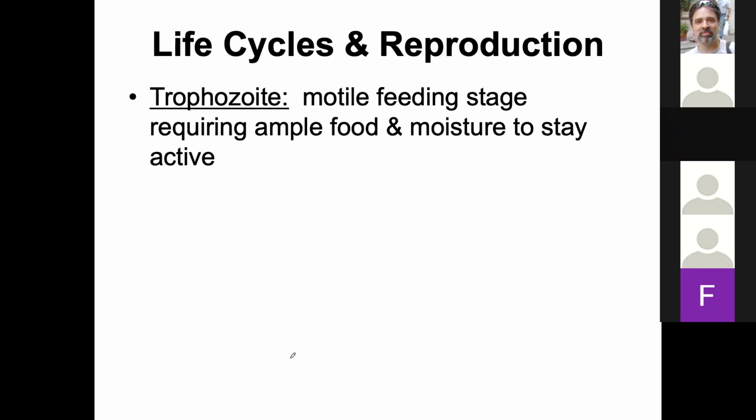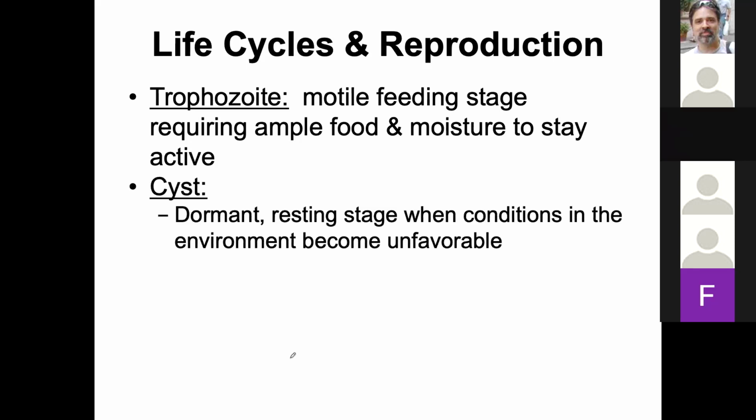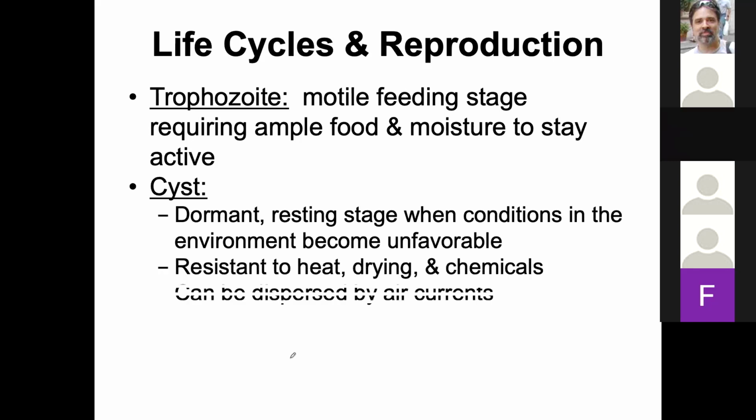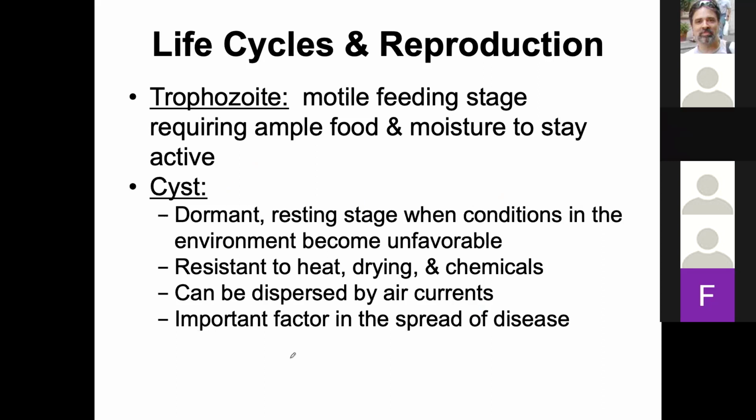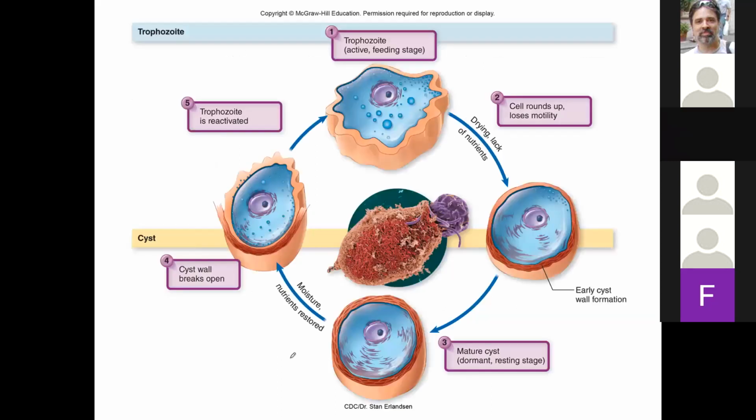When we look at a protozoan, we have a variety of stages in the life cycle. The trophozoite is the feeding stage. It requires food and moisture to stay active, while the cyst is the dormant stage, where conditions are unfavorable, resistant to heat, to drying, to chemicals, and can be dispersed by air currents, and is an important factor in disease spread.